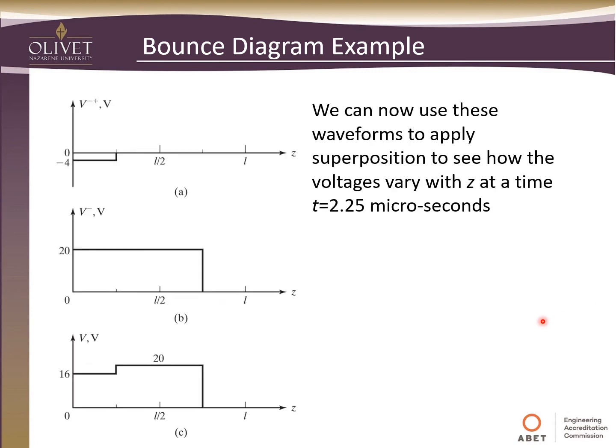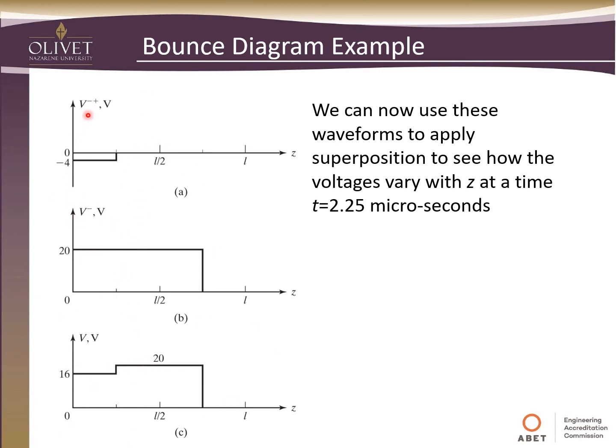So now we can use these waveforms to apply superposition to see how the voltages vary with z at a time t equal to 2.25 microseconds. If we were to take those graphs from before, we would see that our voltage at 2.25 microseconds on our line would be 16 up until a quarter of the way down the line, then it would be 20 from a quarter to 3/4 down the line, and then from 3/4 to L it would be 0. And again, this is a result of these two added together. I guess I should have said that.